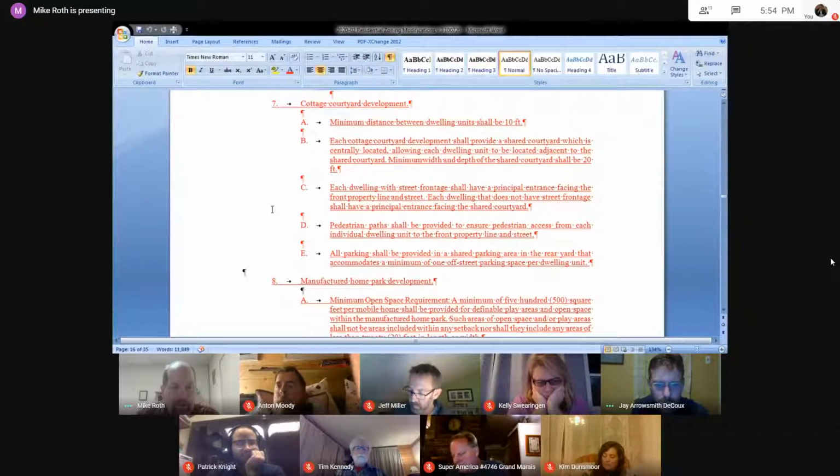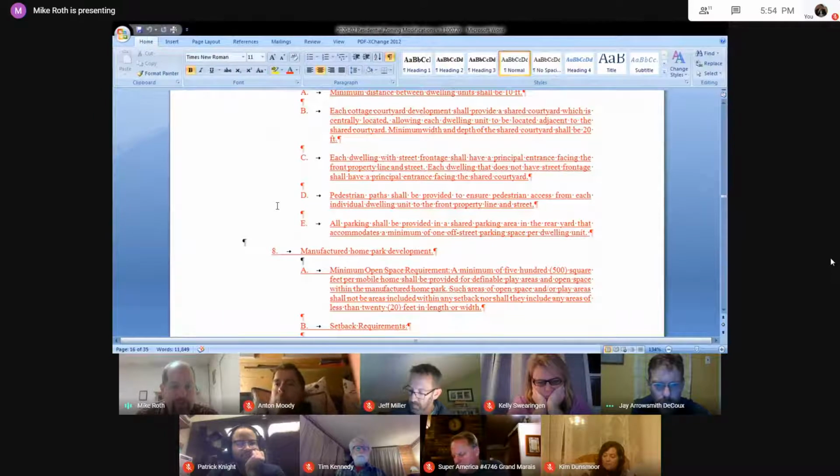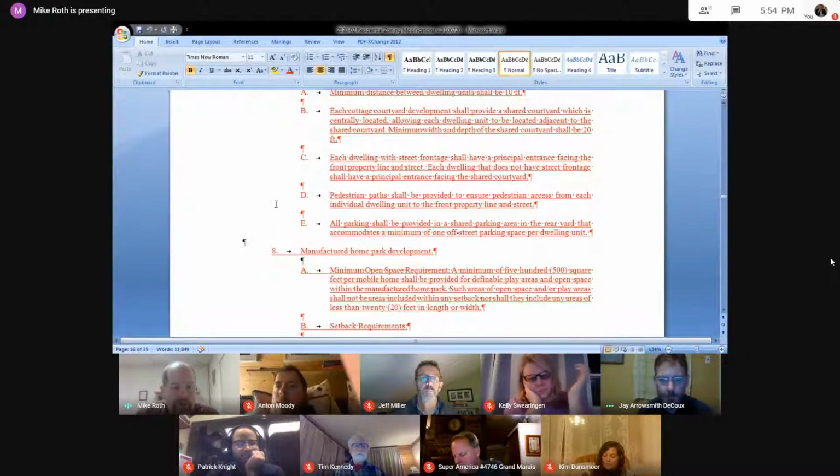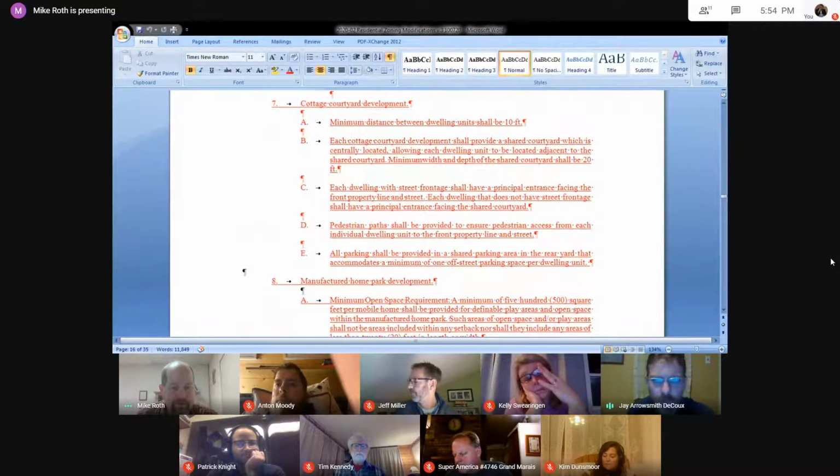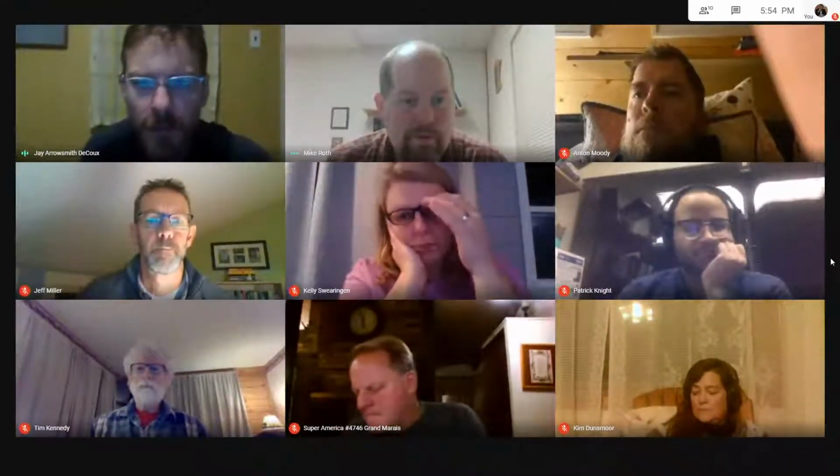Pedestrian paths are provided to ensure pedestrian access from each individual dwelling to the front property line and street. All parking shall be provided in a shared parking area in the rear that accommodates a minimum of one off-street parking space per dwelling. So Mike, I have a question about the cottage courtyard development concept.